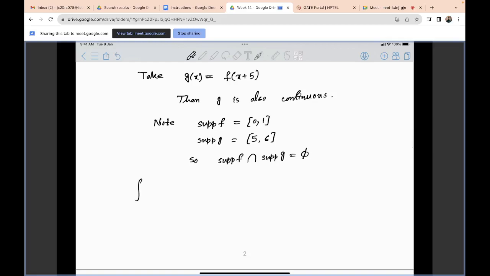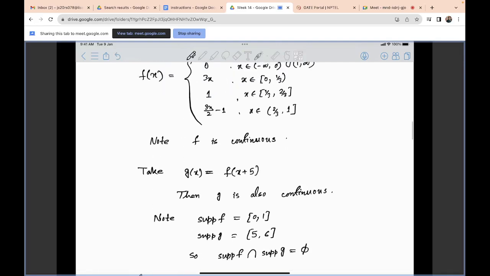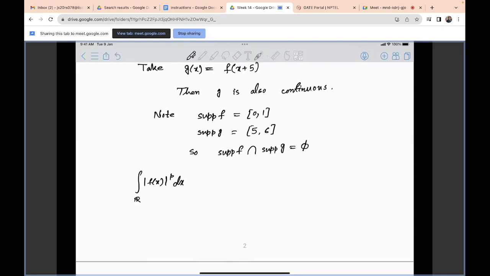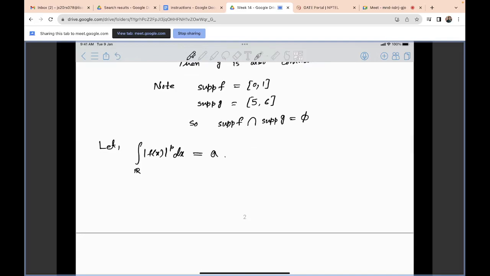And so what will be the integration over R of |f(x)|^p dx? This will be finite, because f is a continuous function inside a compact interval and it is bounded by 1. So this will give some finite value. Let's say this is A. Define this to be A. So this will give some finite value, right?